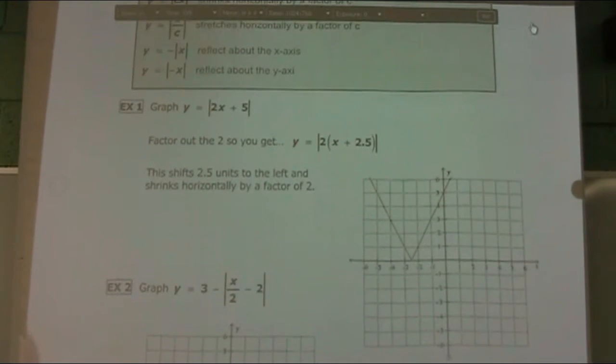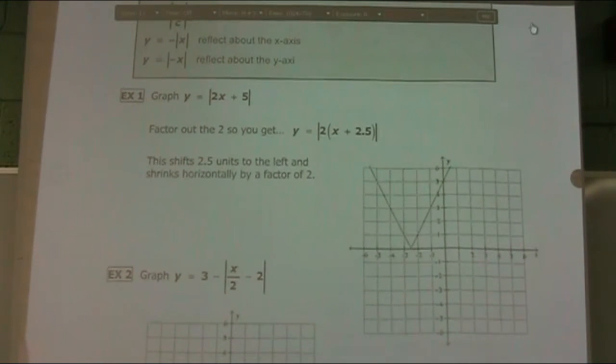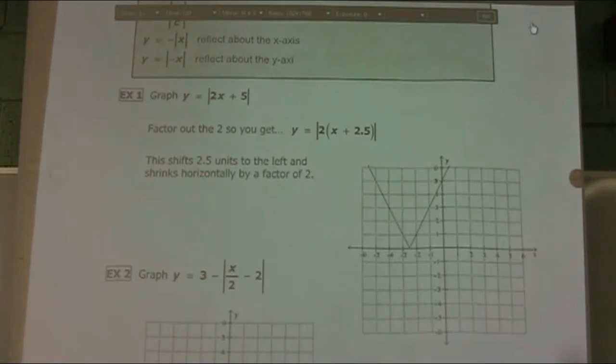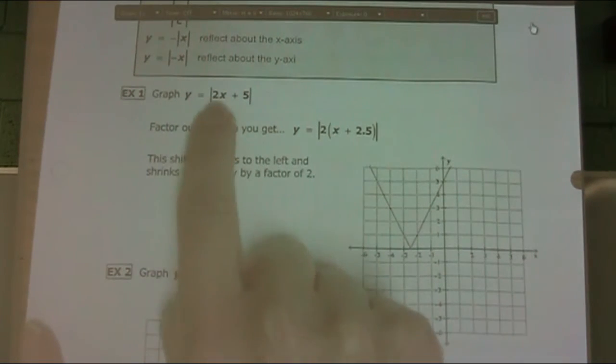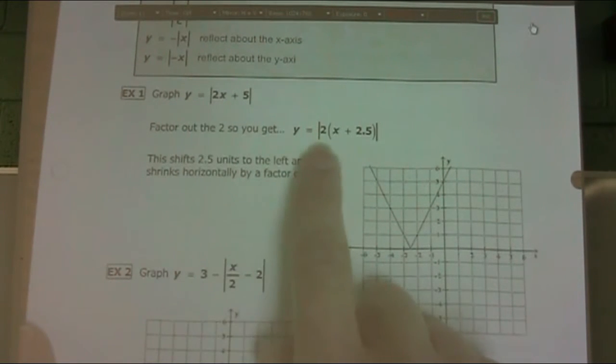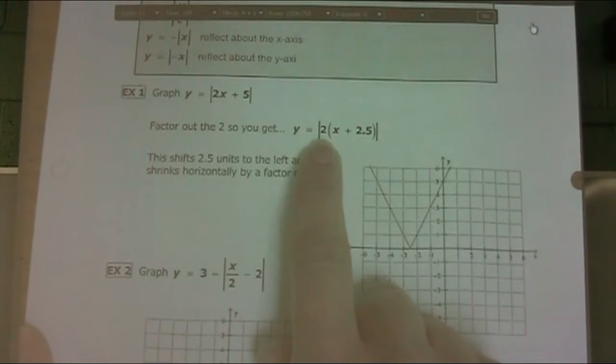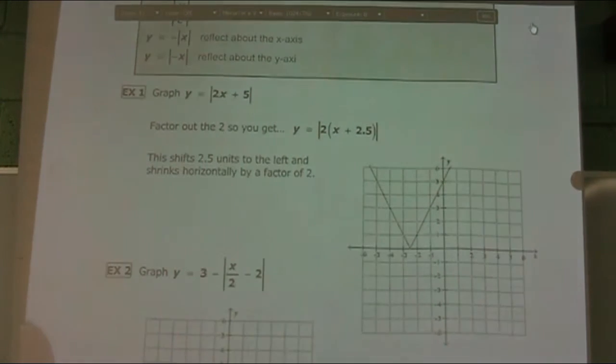All right? When we do this, there's a little procedure we have to go through, because this is not an easy one to graph. The very first thing we've got to do here is factor out that 2 that's in front of the x. You'll remember doing this from Algebra 1. Remember we would factor out the greatest common factor? Well, we're going to factor out 2, even though it's not the greatest common factor. When we factor that out, we get 2, and in parentheses, x plus 2.5, because 2 times 2.5 is 5.